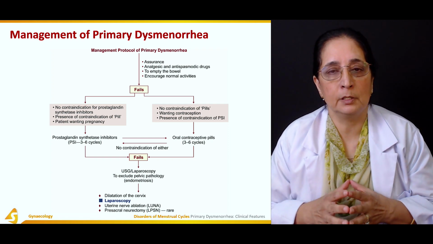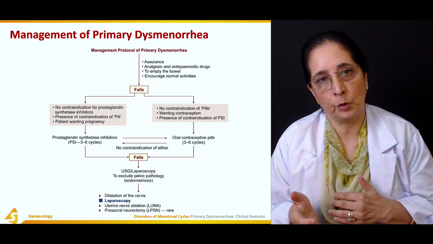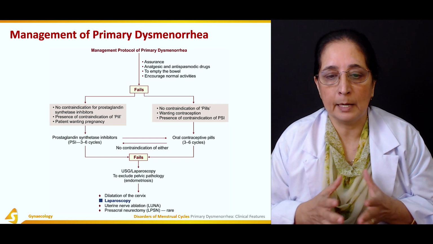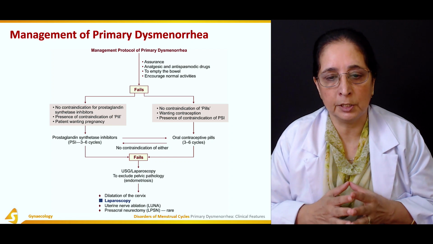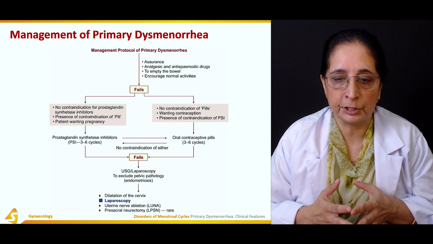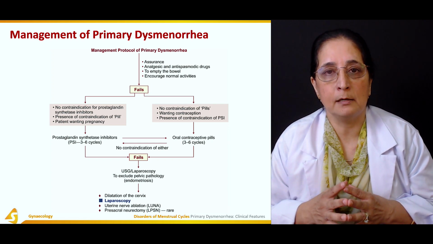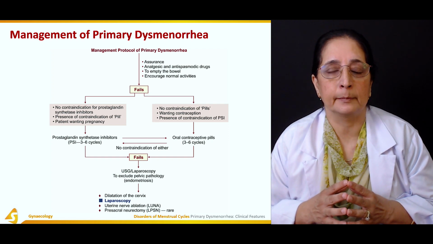But if these medications fail, then ultrasonography and laparoscopy are used to exclude any pelvic pathology. Then we can try surgical measures like dilation of the cervix, laparoscopy, uterine nerve ablation, and presacral neurectomy.